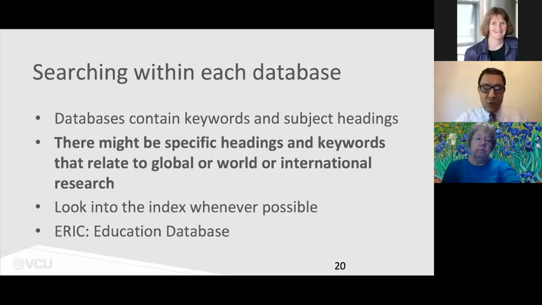Let me say that keywords and subject headings are standardized terms that describe the contents of the articles or sources inside a database. This is a more efficient way of searching for international context. This is probably one of the fastest ways to identify relevant articles because you can be more precise in your search.